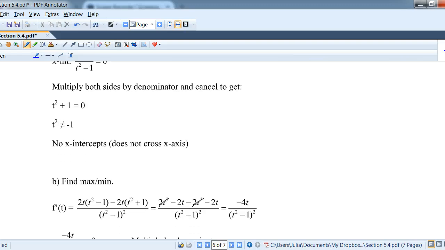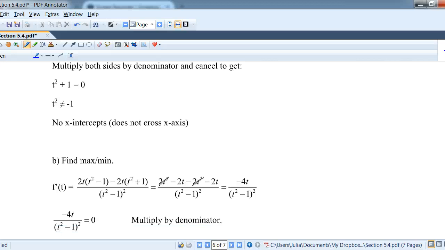And then find max and min. To find the derivative, this is actually practice of the quotient rule. If you recall, it's the derivative of the top times the original bottom minus the derivative of the bottom, so they're both 2t, times the original top, and divided by the denominator squared. So once you distribute the 2t, notice the two leading terms, 2t cubed and negative 2t cubed, cancel out. And so you obtain negative 4t over t squared minus 1, squared.